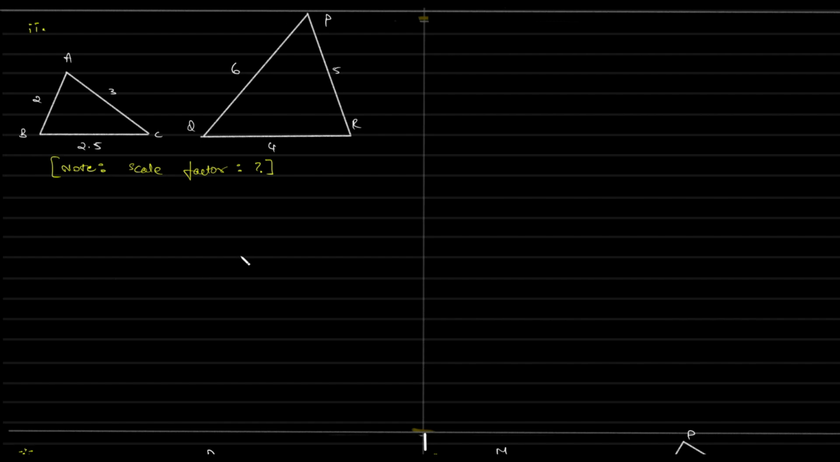Now we are looking at two triangles, but there's no angle. So it has to be similar by the criteria of side, side, side. For side, side, side, we need to look for the right ratios. So pause the video and have a look at the possible ratios.